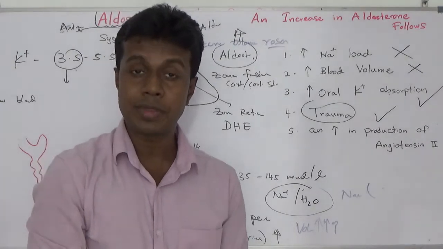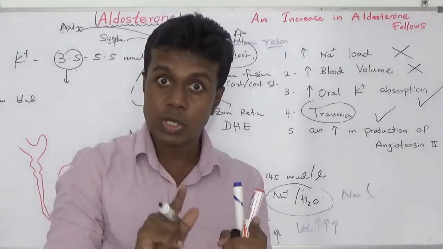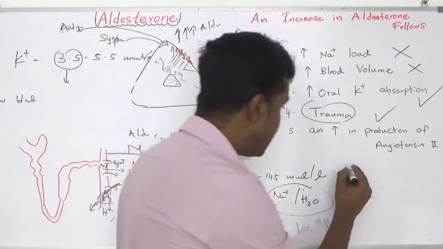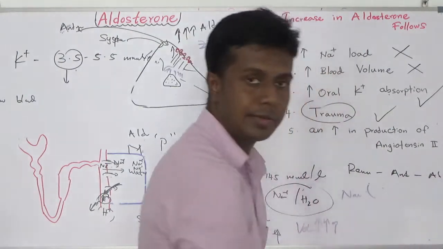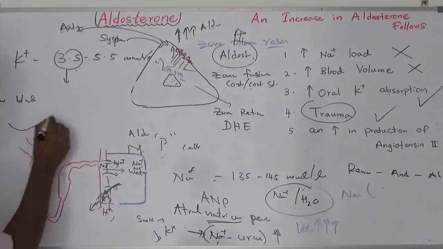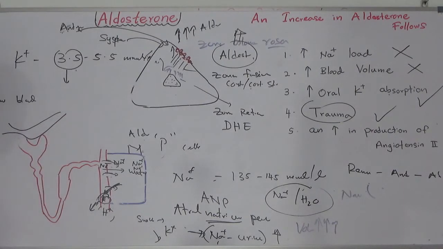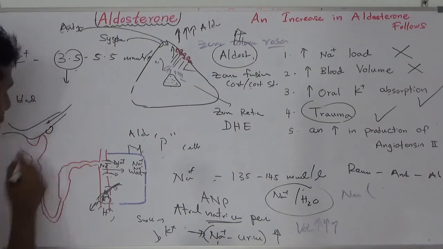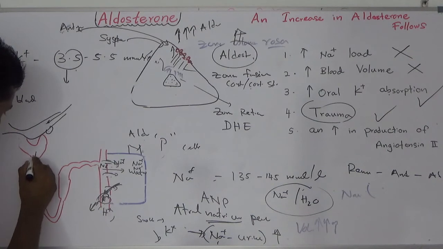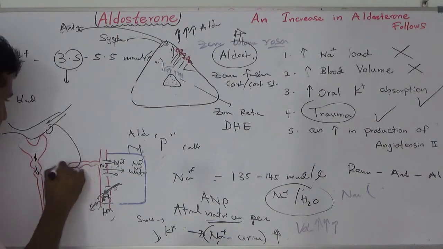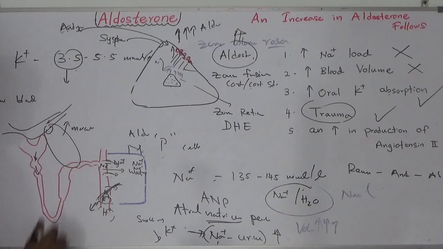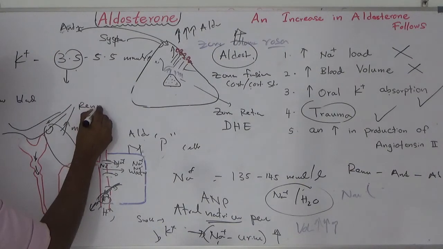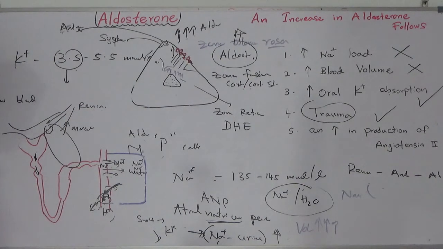You all know about the renin, angiotensin, aldosterone axis. What happens is, once you have hypovolemia following trauma, your renal perfusion is going to be reduced. Your afferent glomerular arteriole pressure is going to be reduced, so a lesser amount of fluid is going to be filtered. So your macula densa is going to be activated. Macula densa, what happens? They are going to secrete renin.